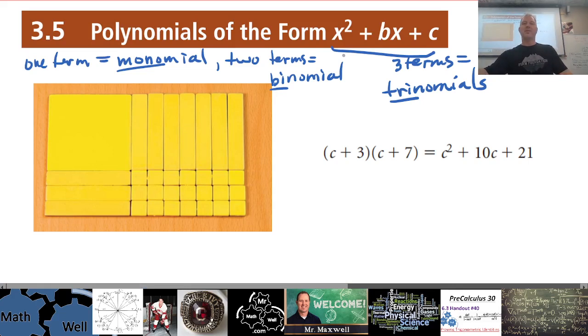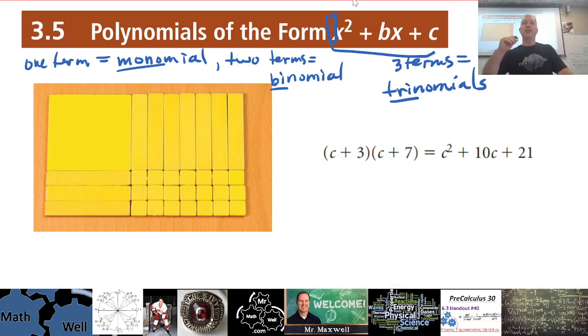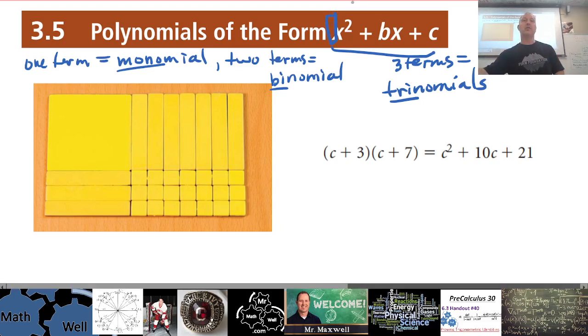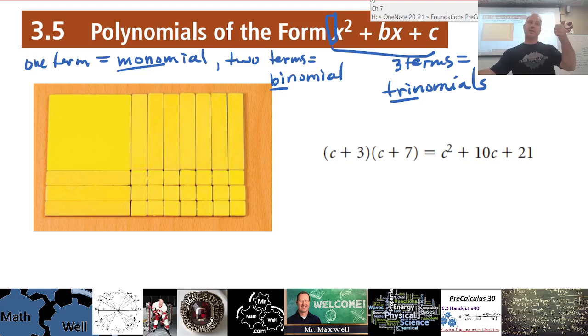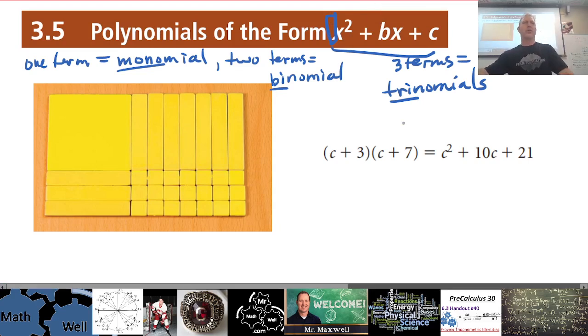So this is of the form where the coefficient in front of the x squared is a 1. So this is the easiest one to factor. And we're going to move to trinomials that have an a value, or this number in front of the x squared, that is something other than 1. That's coming next. We'll start with this.